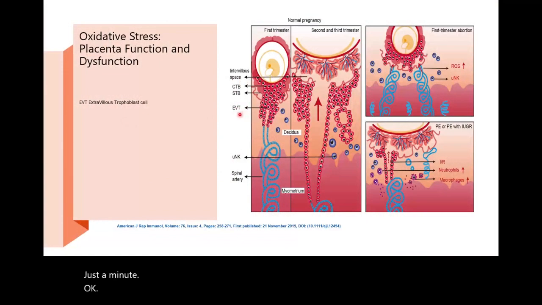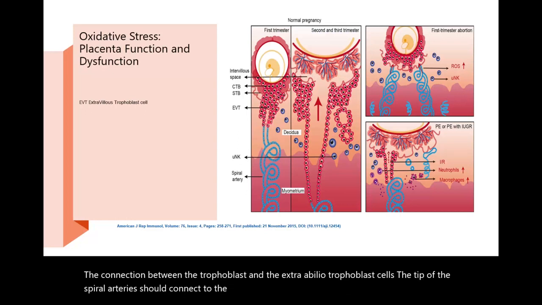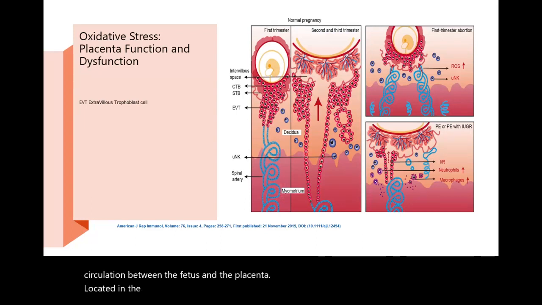Okay. So, during the first trimester, the connection between the trophoblast and the extravillous trophoblast cells, the tip of the spiral arteries should connect to the trophoblast in order to permit the connection of the circulation between the fetus and the placenta, located in the myometrium. During the second and third trimester, this is the normal way it should be looking, right?